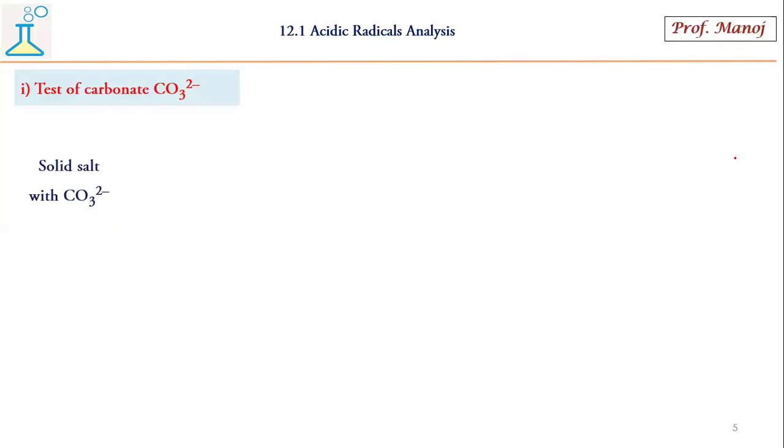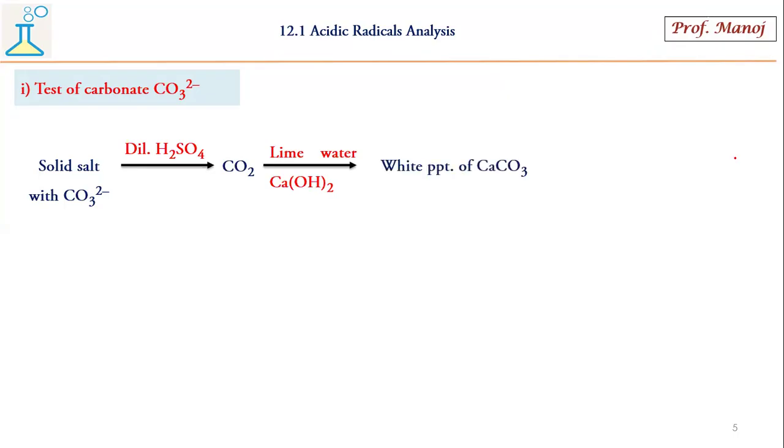If we take solid salt, which will contain carbonate, we will treat it with dilute sulfuric acid. If it evolves carbon dioxide, that means we will see effervescence or bubbles, then it is passed through lime water. Now, what is meant by lime water? Calcium hydroxide. We will get white precipitate. You know, in school, this was told to you as lime water turning milky. By milky, we mean calcium carbonate precipitate is produced.